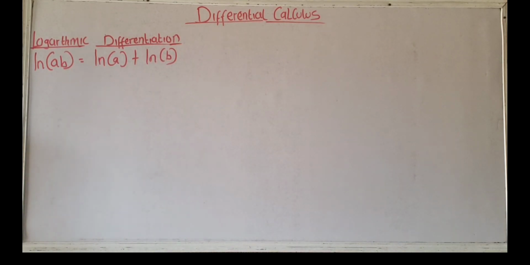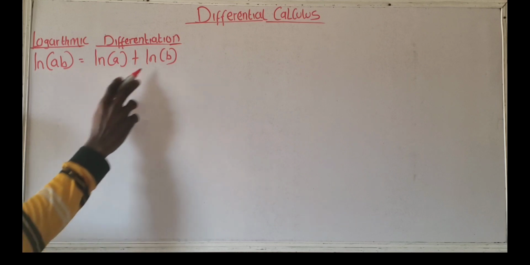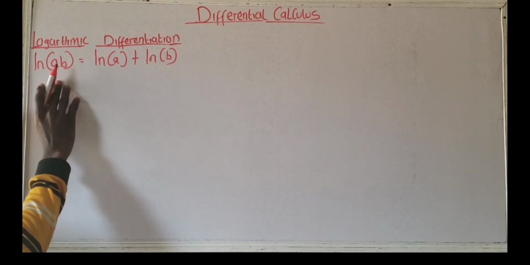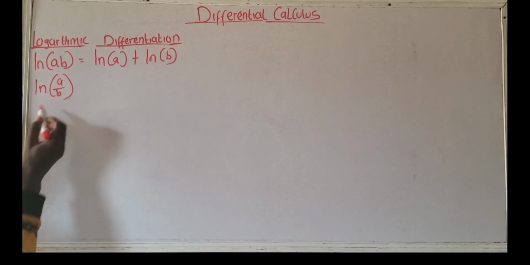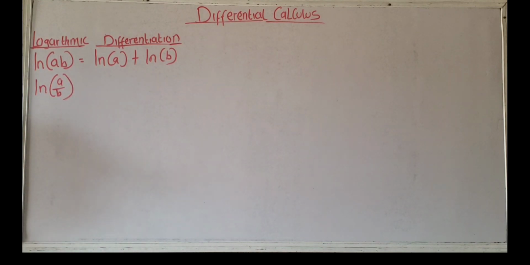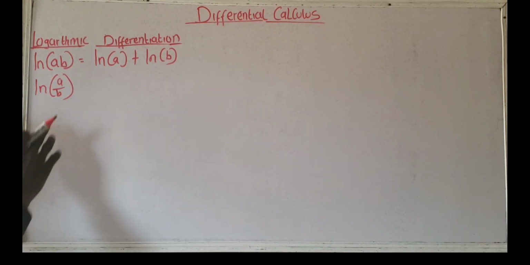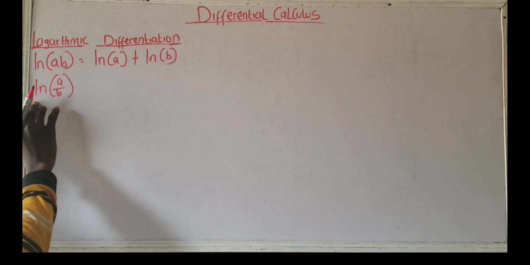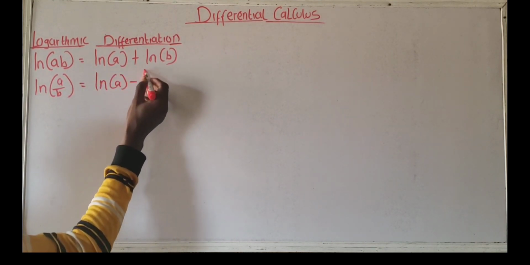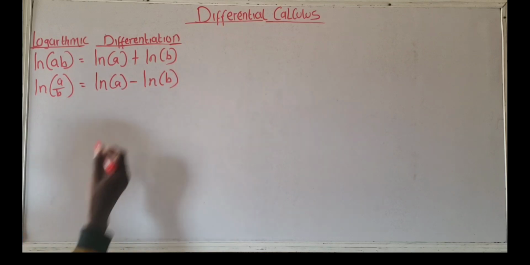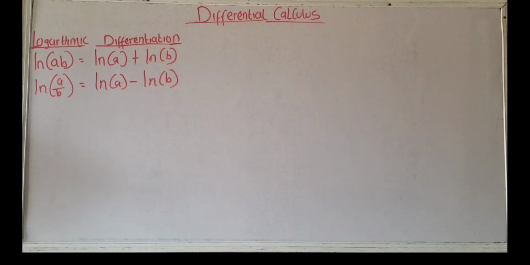Okay? Now, let's talk about the quotient of a log. This one is the product of a log rule. This one that you have here is the quotient of a log. What's the meaning of quotient? Quotient simply means division. So here we have the natural log of the quotient of a and b can be written as the natural log of a minus the natural log of b. Please kindly pay attention.